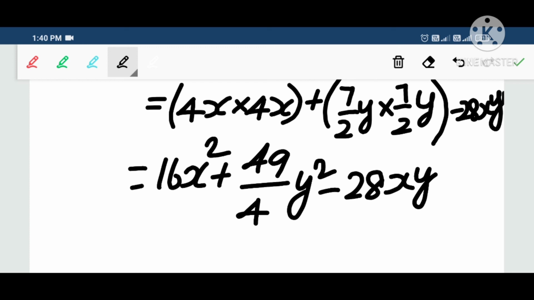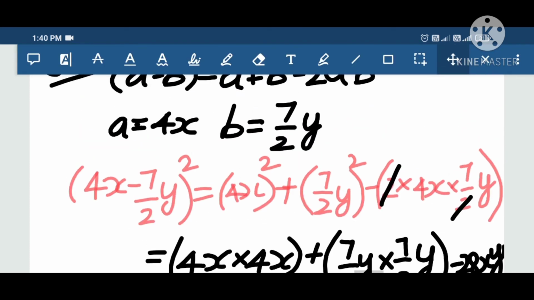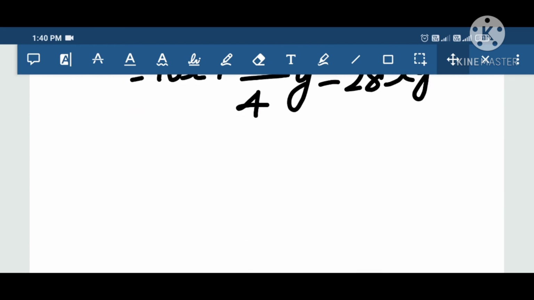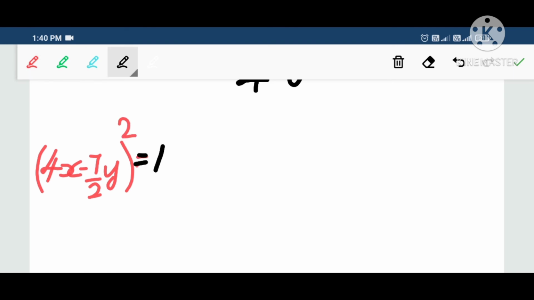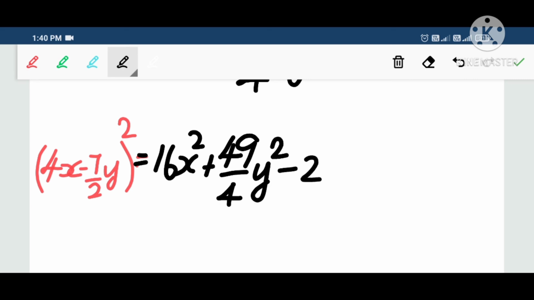Minus, finally you got 28xy. So if we multiply, what is the question? 4x minus 7 by 2y the whole square. If you expand, you get the answer: 16x square plus 49 by 4 y square minus 28xy is the final solution. Next we move on to the second Roman by using other identities.